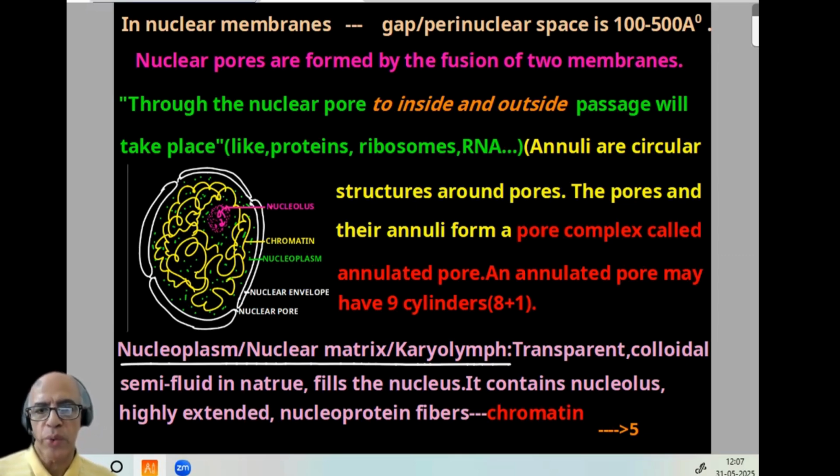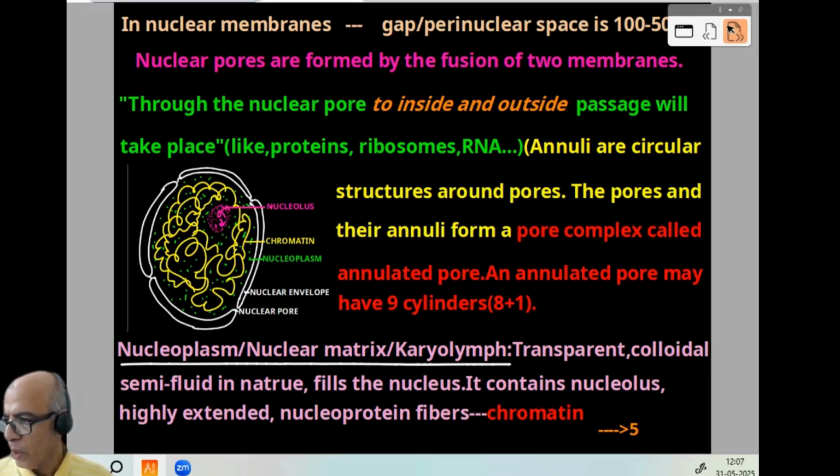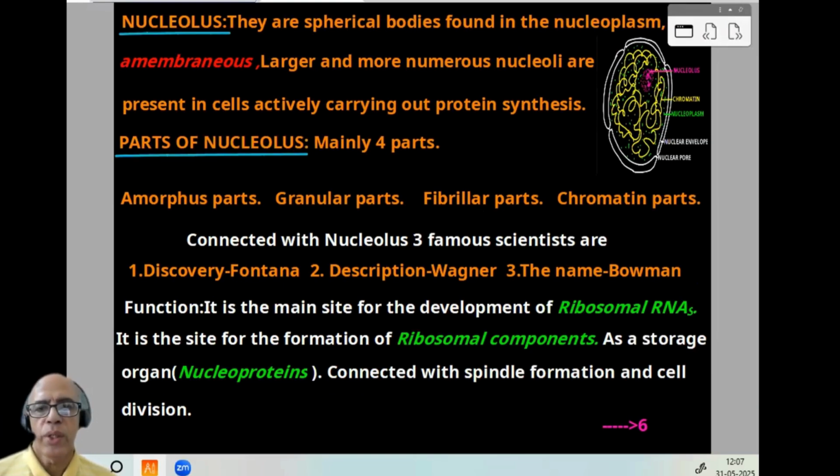It is the nucleoplasm, or nuclear matrix, or karyolymph. It is comparatively transparent, colloidal, and semi-fluid in nature. It fills the nucleus and it contains the nucleolus and highly extended nucleoprotein fibers, the chromatin. I think that is clear. Everything is labeled here, so it will be easy for you, all the parts.